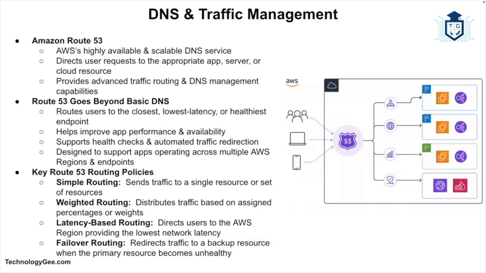So here's what you need to know. It can translate domain names into IP addresses. It routes users to the closest or healthiest endpoint, and it supports multiple routing policies. Examples of the routing policies include simple routing, weighted routing, latency-based routing, and failover routing. And in real-world scenarios, Route 53 basically helps ensure that your application stays fast and available even during outages.